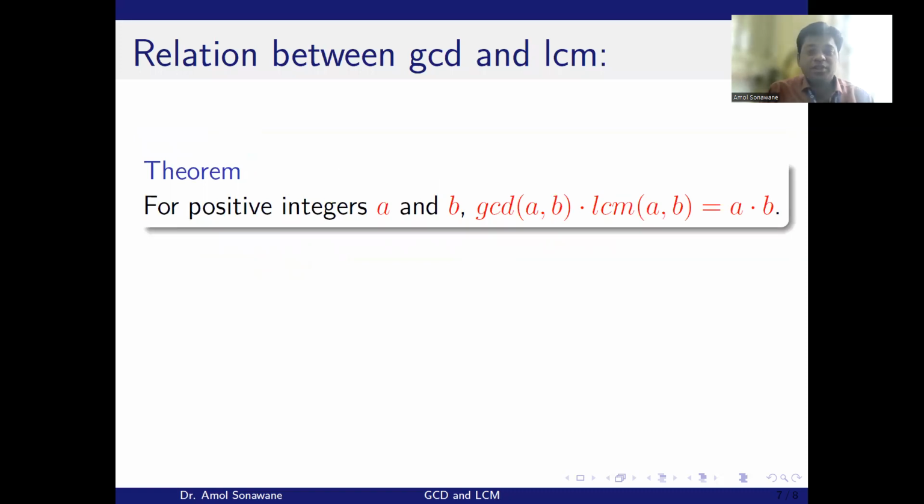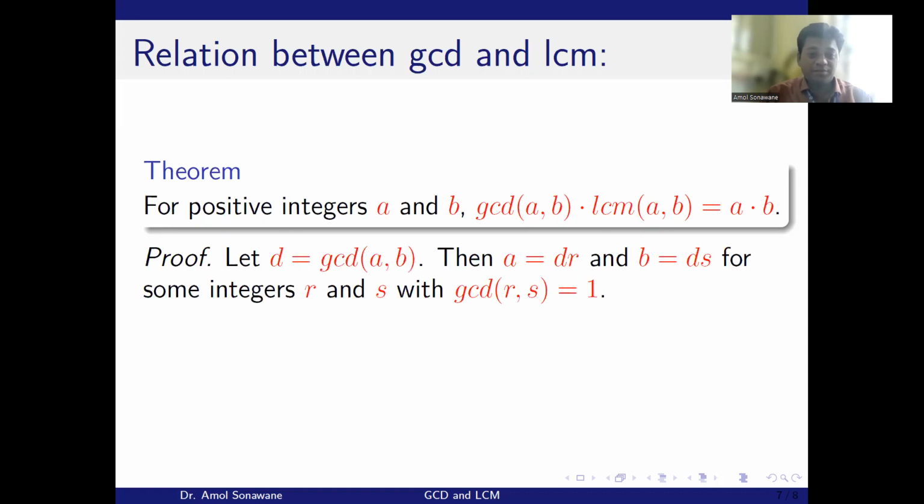Let's see the relation between GCD and LCM. For positive integers a and b, the product of GCD of a and b and LCM of a and b is the same as the product of the given integers a and b. Okay, let's see the proof. Let d be equal to GCD of a and b.